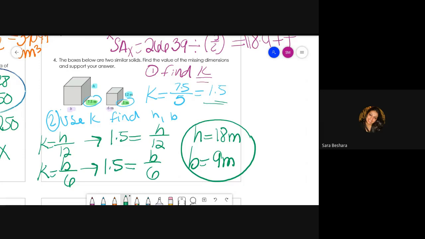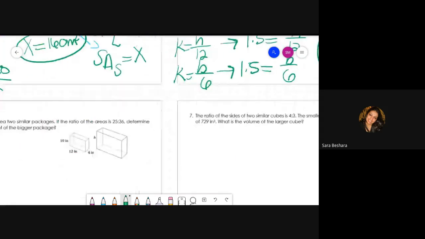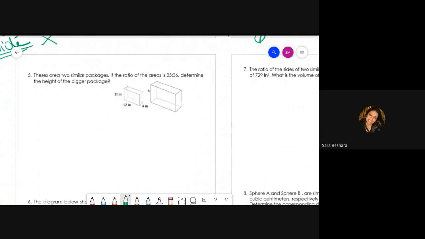You can try number 5 on your own. Pause the video, come back and see if you got 5 right. Now, I'll give you a hint how you really do this. It says the two solids are similar packages, the ratio of the areas is 25 over 36, determine the height of the bigger package. Well, this means k, k squared, or k cubed. The question clearly states areas, so it is k squared. Good job.